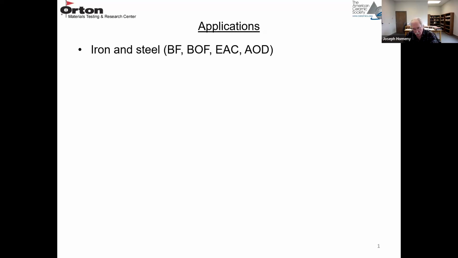And then I have post-mortem studies. And I actually have one study today on an electric arc furnace. So we'll look at what happens to these refractory microstructures during use.